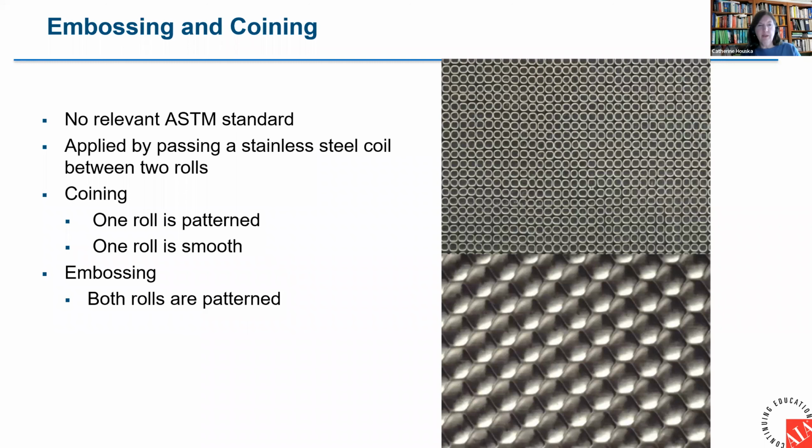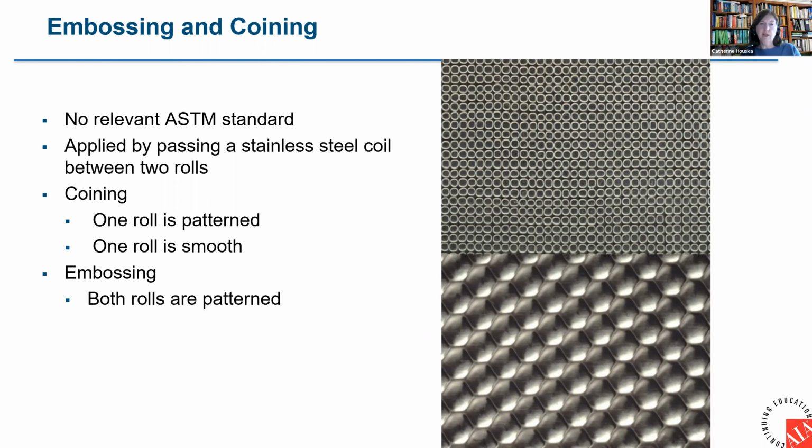For embossing and coining, there isn't really a relevant ASTM standard. ASTM A947 does cover this product for industrial applications, and it does include some suggested requirements for the variation in pattern height, but it's on the verge of being withdrawn, so I wouldn't use it.